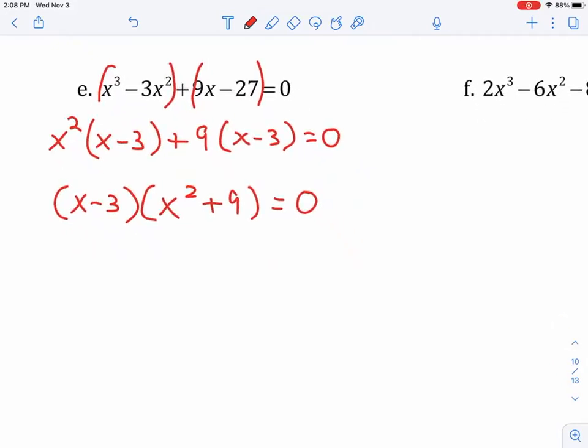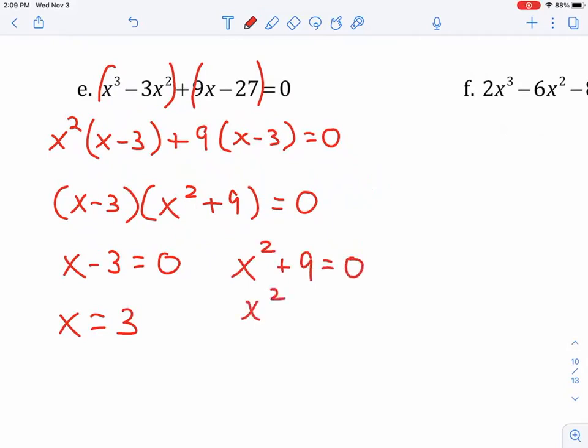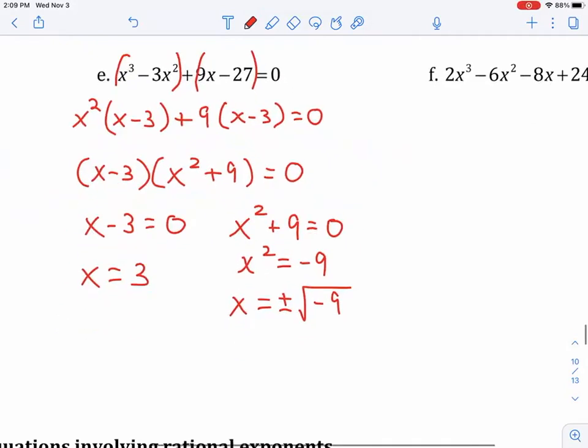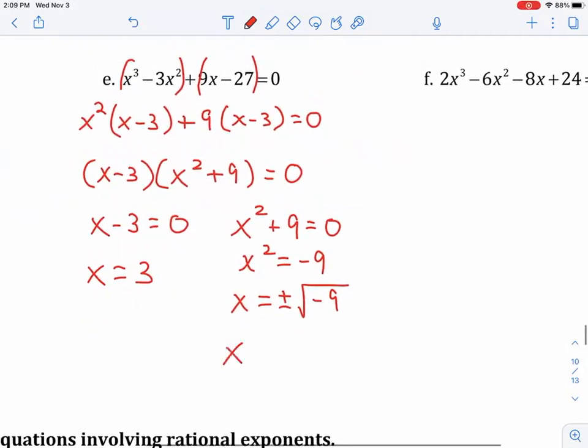All right, so we've got the zero product property. So I'm going to set x minus 3 equal to 0. So one answer is that x equals 3. And I have x squared plus 9 is equal to 0. And I have to solve that guy. So when I do that, x comes out to be plus or minus the square root of negative 9, which is plus or minus 3i.